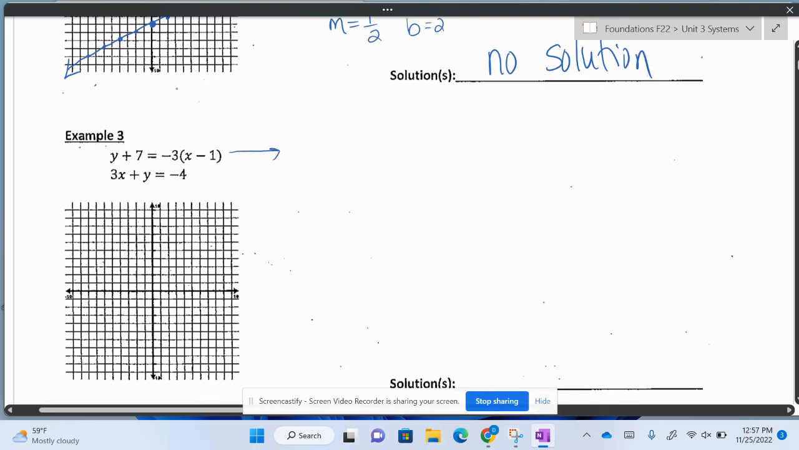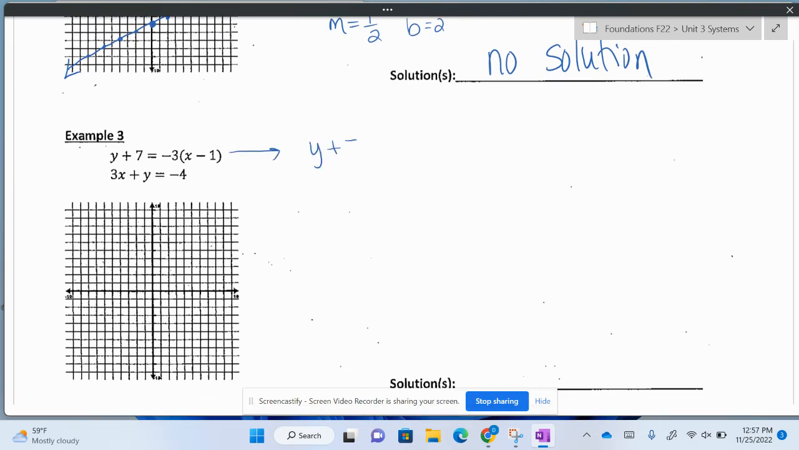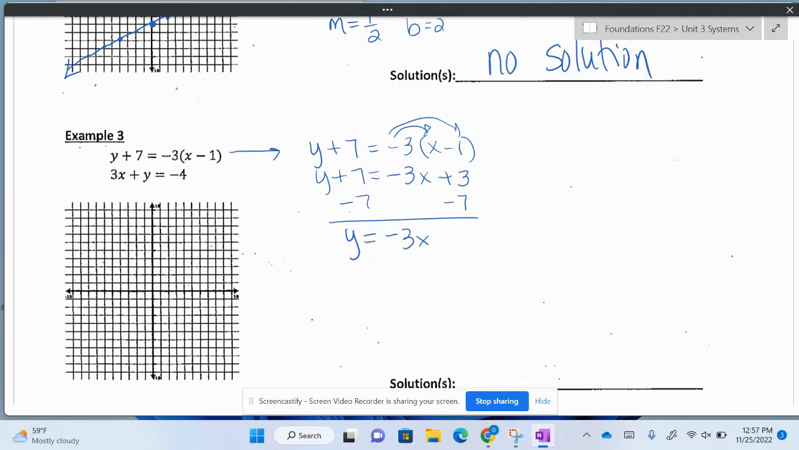So this first equation, we need to solve for y. So do you remember what form this equation is written in? Hopefully you do. This is point-slope form. So the first thing I need to do is distribute that -3 through the parentheses. -3 times x is -3x. -3 times -1 is +3. Then I'm going to subtract 7 from both sides. So y equals -3x. 3 minus 7 is -4.